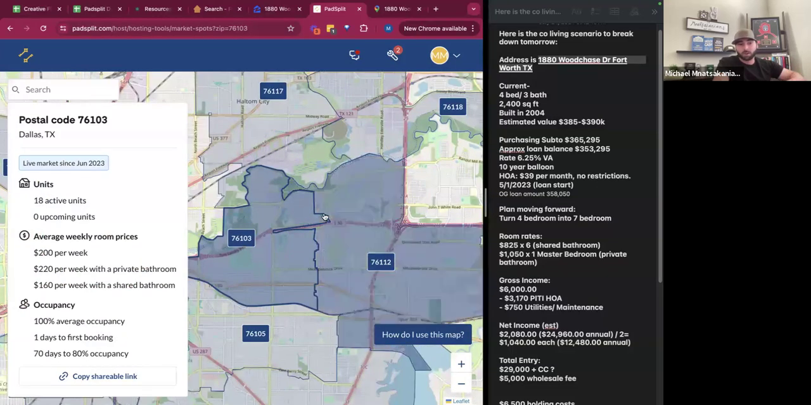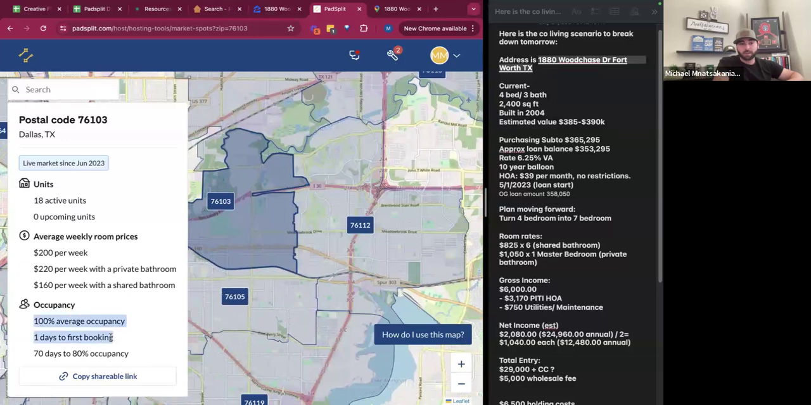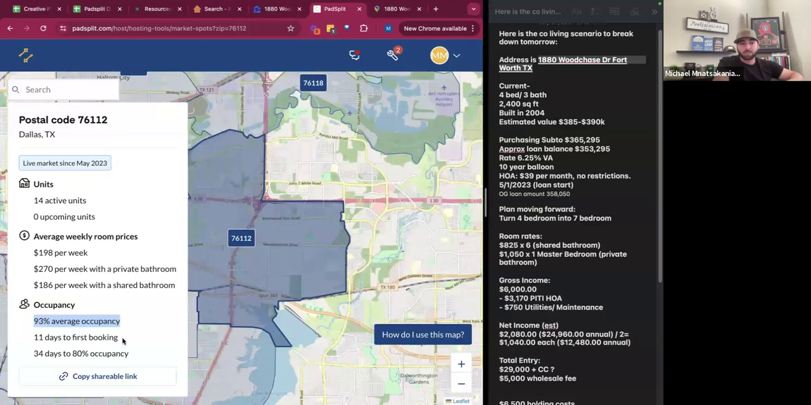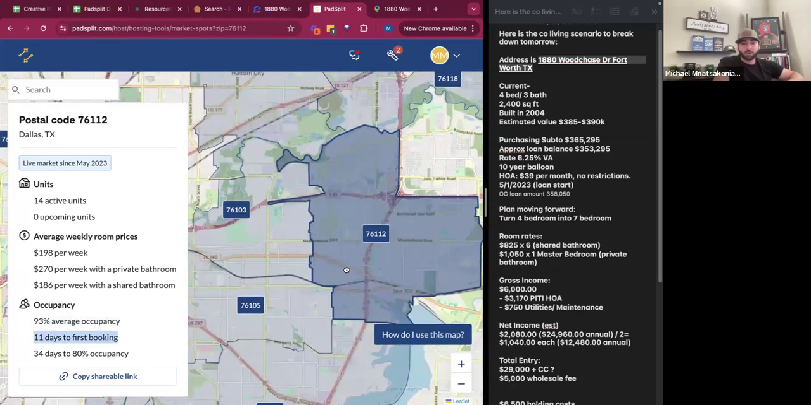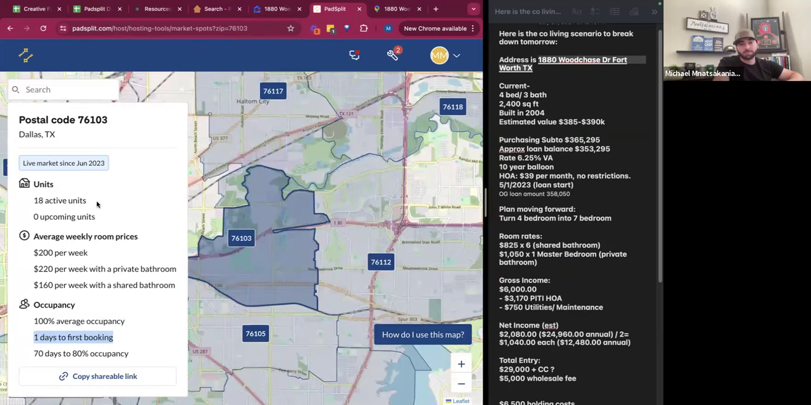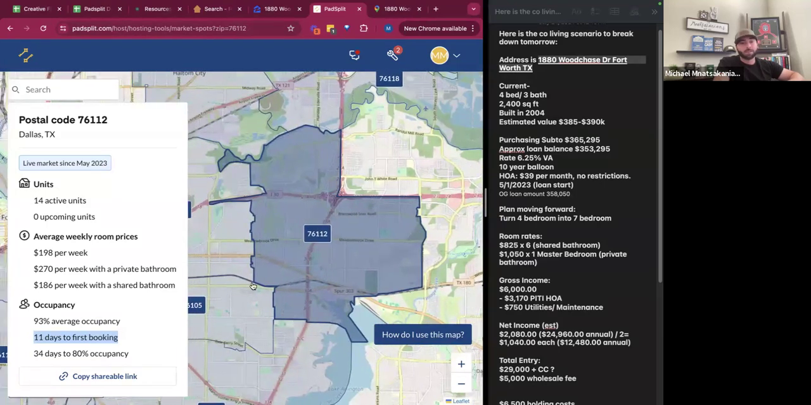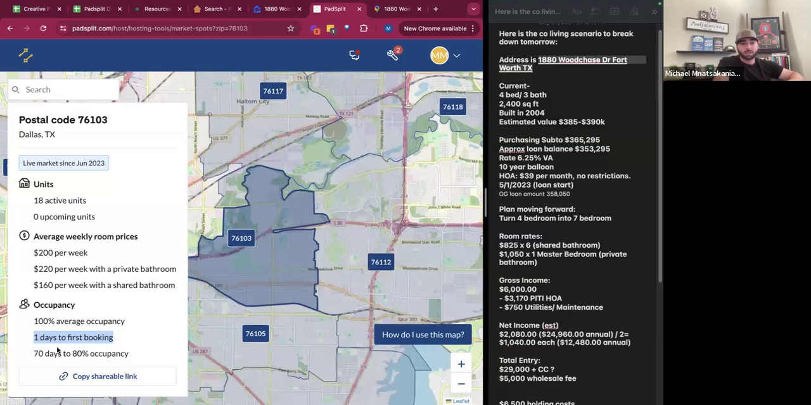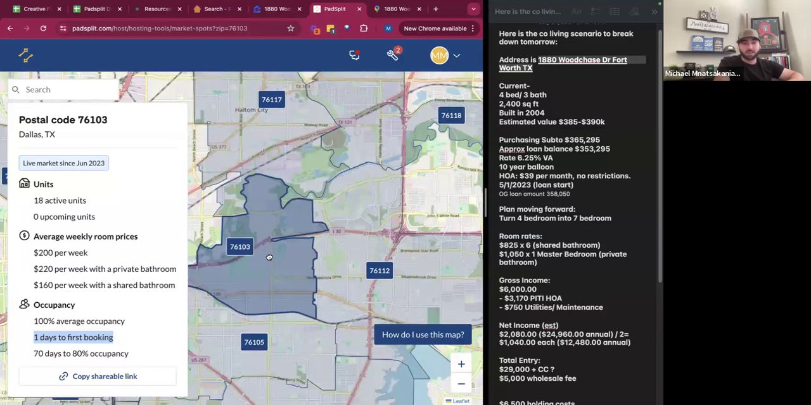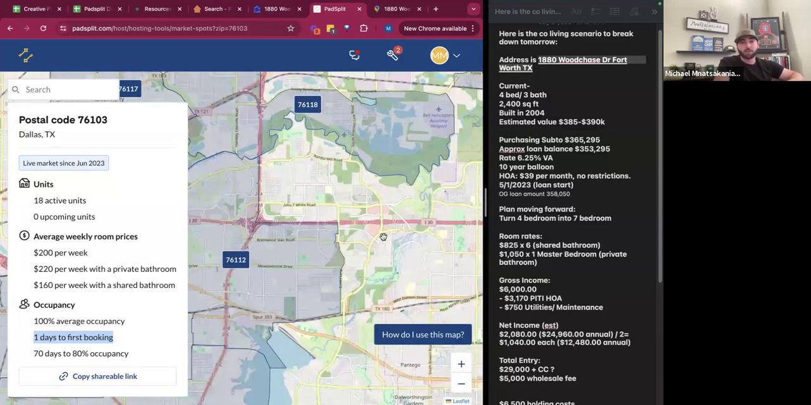This is where having knowledge of that market is really helpful, and understanding how quickly properties get rented. Average occupancy 100%, that's a huge one. Here average occupancy is 93%. So you might get more here, but it takes longer to fill up your property. Average is 11 days to your first booking, versus this one where there's 18 units, so it's a decent sample size, and 34 days to get to 80% occupancy. So around a month to get 80% of your rooms rented. You get your first one more quickly, it takes even longer to fill up to 80%, and there are lower rates here than here. So it's really zip code dependent. That plays a huge role.